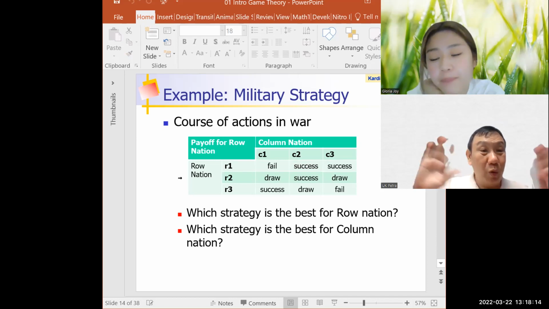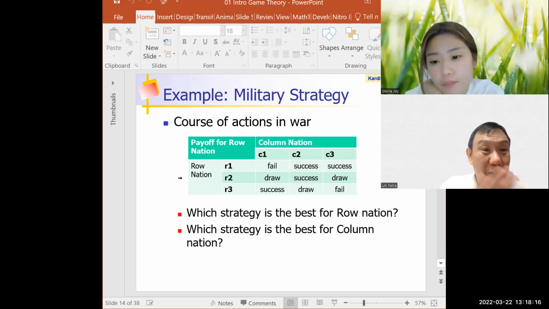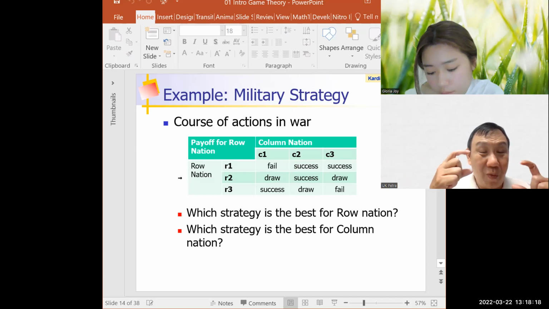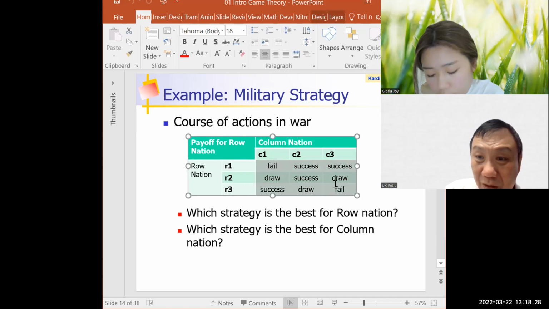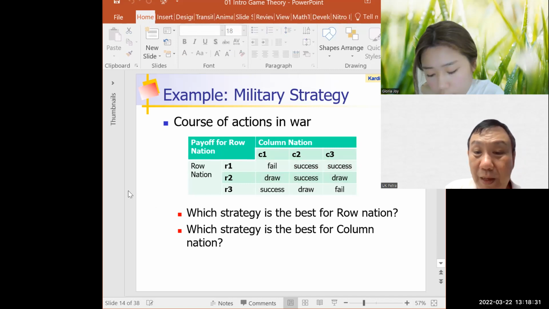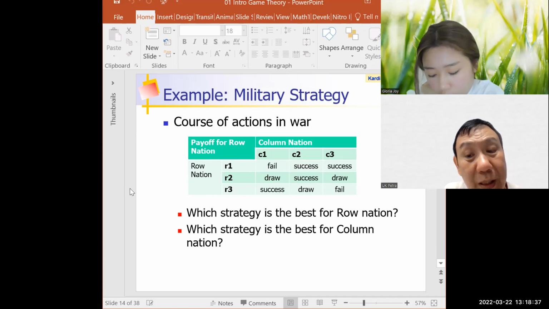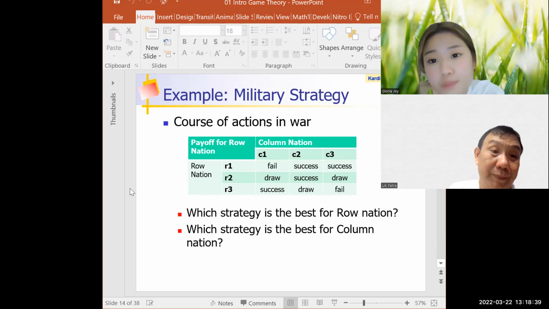Otherwise, you will throw two tables, one for the row, one for the column, or in one table you will put a comma, right? One for the row, one for the column. That's also okay. But if we don't put it like that, that means all for the row. Okay. So in this case, we ask, which strategy is the best for the row nation? Which strategy is the best for the column nation?